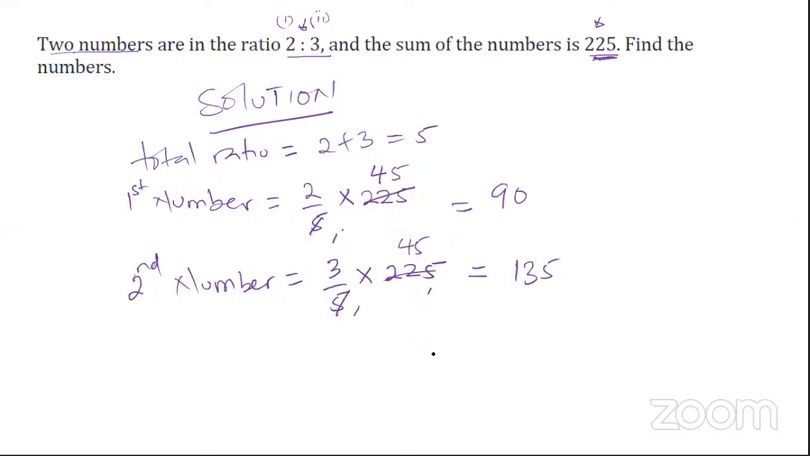Please, you proof it out. I may work out something very fast and miss out a step. So you can try to check us. You can try to check with your calculators, wherever you are. So meaning, what are we told to find? Find the numbers. So the first number is 90, and the second number is 135. So we say the numbers are 90 and 135. Those are the two numbers that we need.